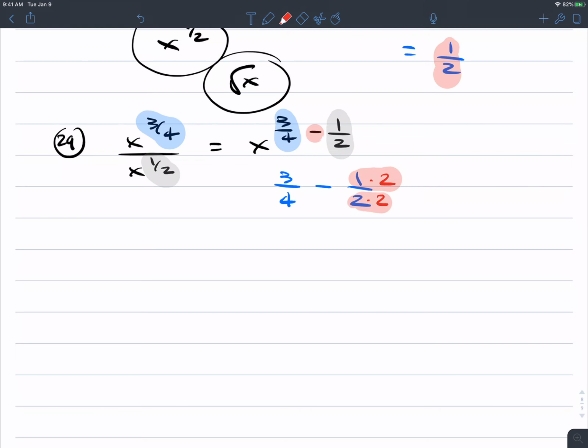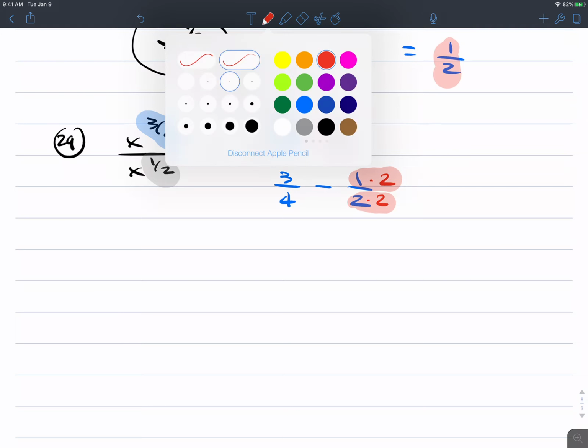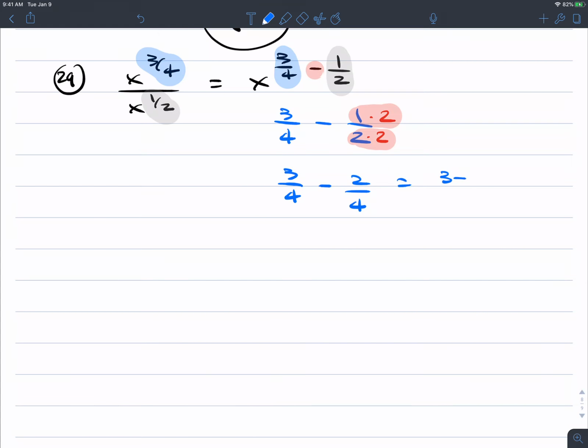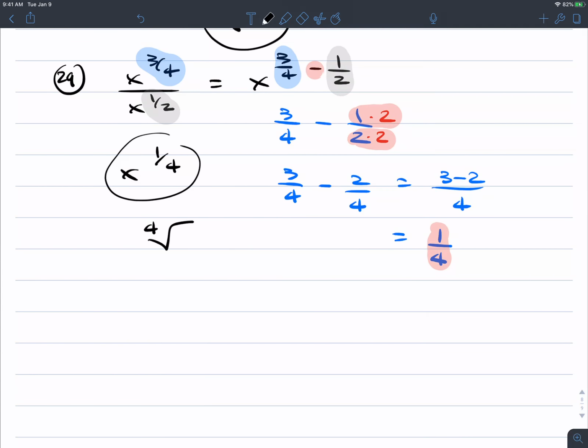So remember, you multiply across here. And then we'll end up with 3/4 minus 2/4. Is that true? Double check. Which is 3 minus 2 over 4, which is 1/4. So my new power here is what? 1/4. So we get x to the 1/4 power written with positive exponents, which is the 4th root of x. 29. You don't multiply the 3/4 by 2? No, this is subtraction here. See this? Yeah.